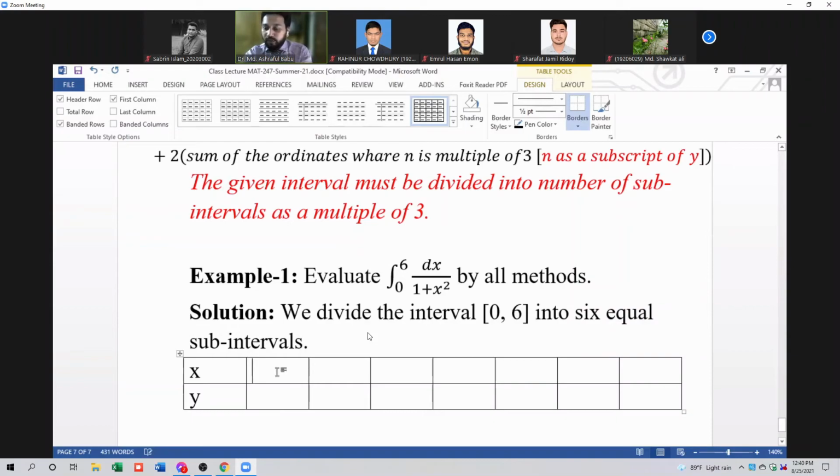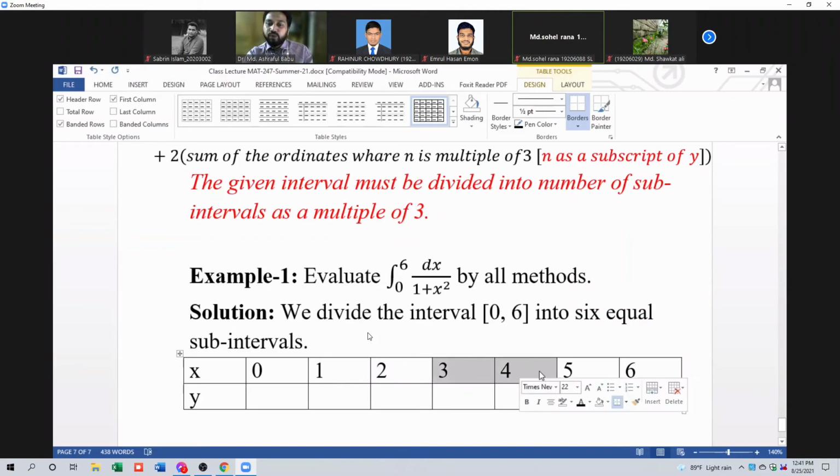So first value must be 0, last value must be 6. Now in between 0 to 6, how can we create? You can simply divide 1, 2, 3, 4, 5. So how many intervals are in here? 0 to 1, 1 interval, second interval, third interval, fourth interval, fifth interval, and sixth interval. That makes 7 numbers. 0 to 6 is 7 numbers. That makes 6 intervals in here. And for that interval, you have to generate the value.